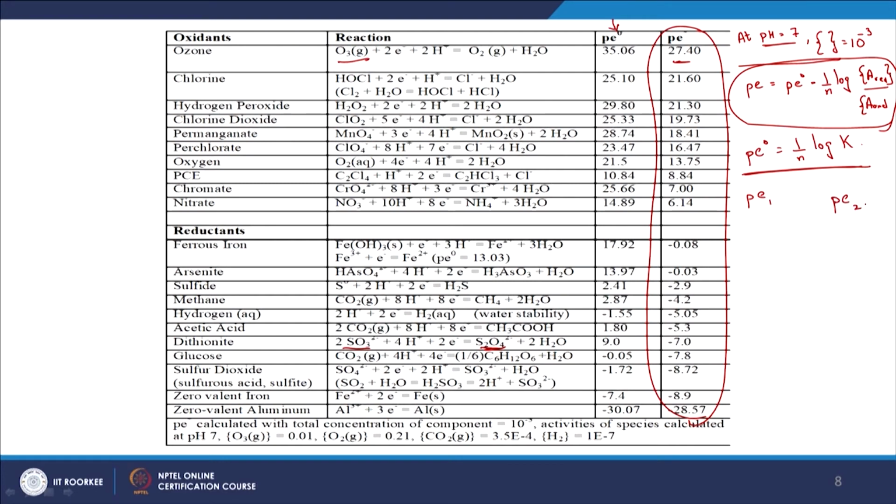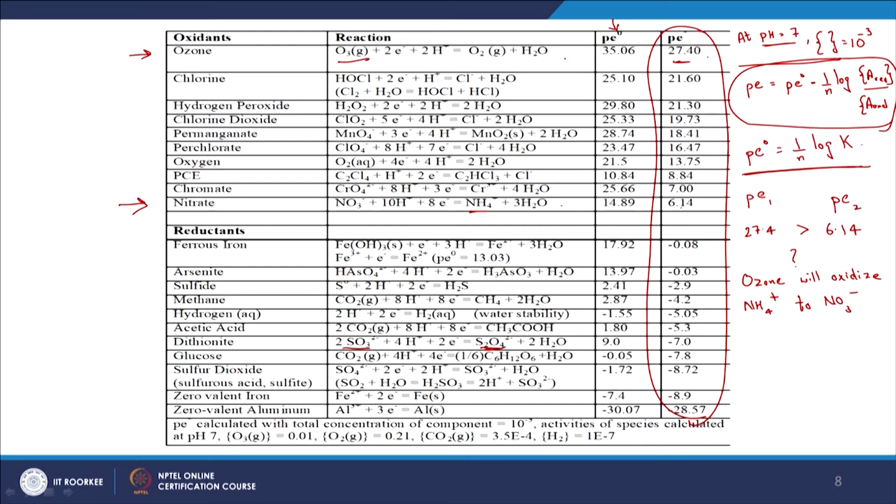So for example, let's look at ozone and nitrate here. If I consider these two half reactions, I see that pe1, which is 27.4, is greater than pe2, and what is pe2 here? It's 6.14. So what does this mean? This will help us understand that ozone will oxidize ammonia to nitrate. And how did we come about that? Again, we looked at the relevant derivations earlier.